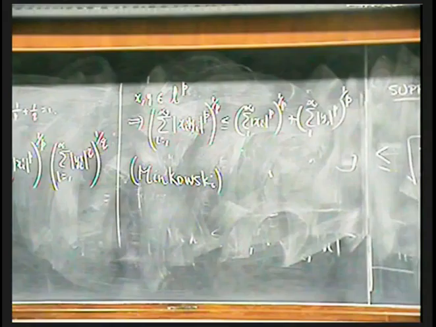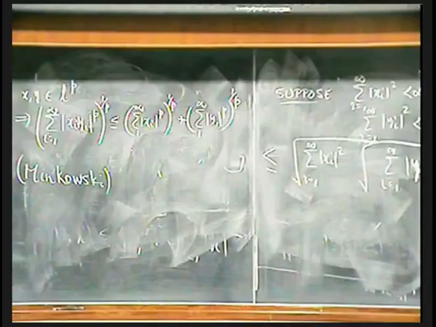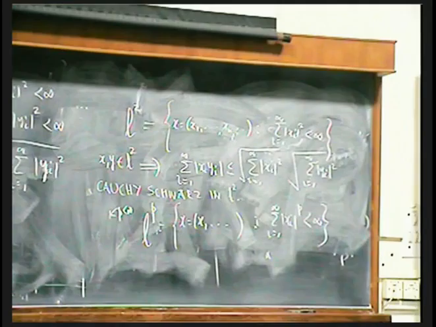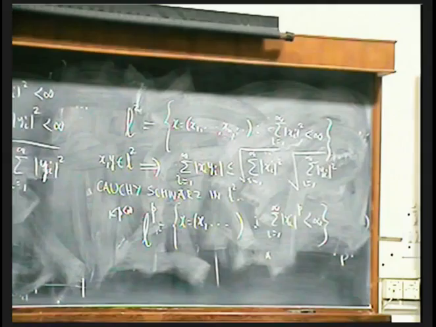The sum will become an integral. If integral of mod x(t) squared is less than infinity, then integral of mod x(t) y(t) will be less than or equal to the square root of integral of mod x(t) squared, times the square root of integral of mod y(t) squared. Okay. That is the first fundamental Schwarz inequality for integrals. Similarly, for every one of these, the sums will be replaced by integrals. You will get Holder's inequality for integrals. You will get Minkowski's inequality for integrals.